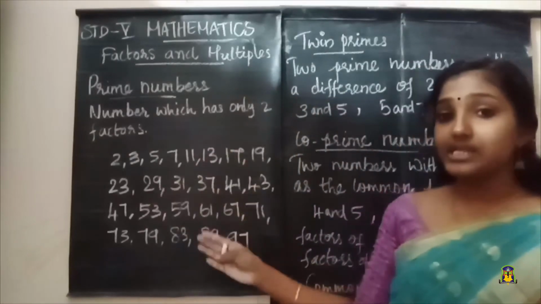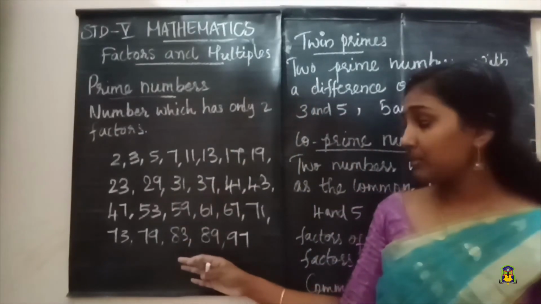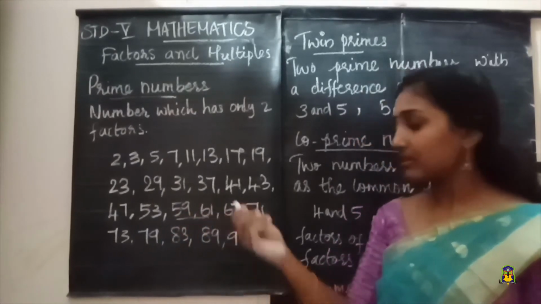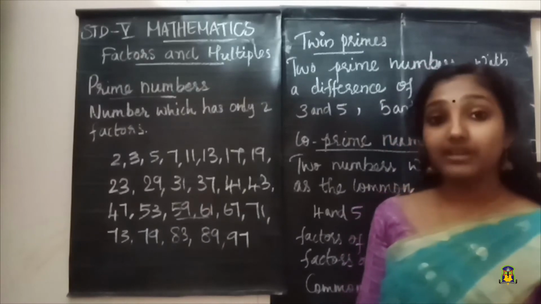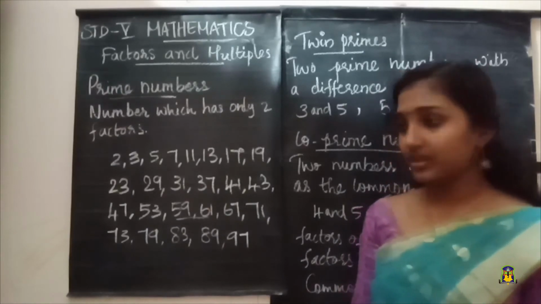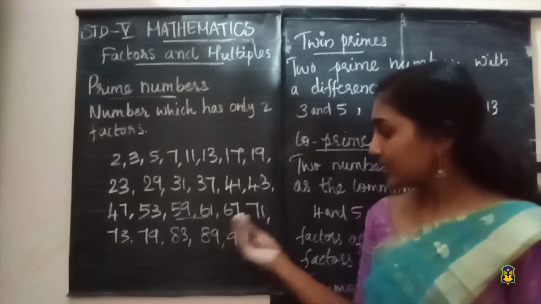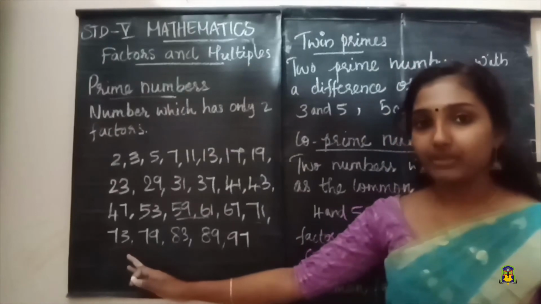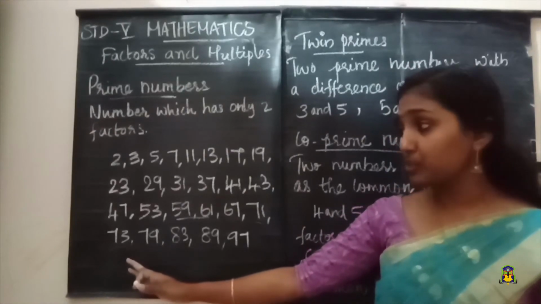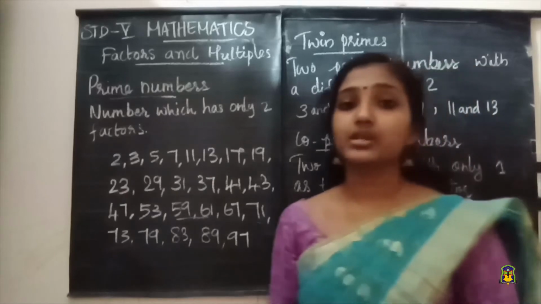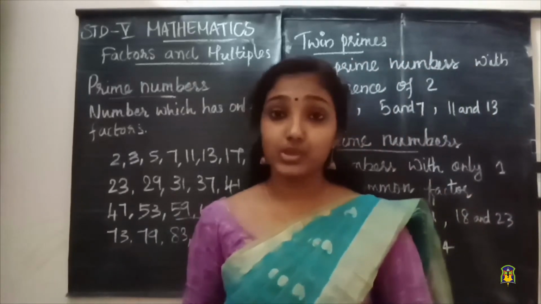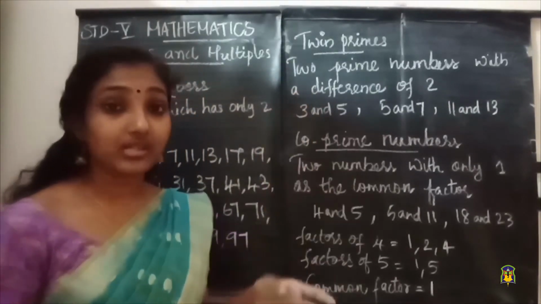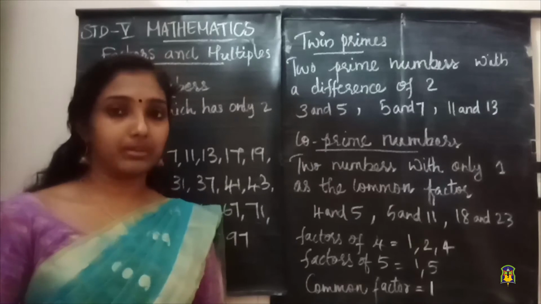And can you list any other twin prime numbers from this list? Look, 59 and 61. 59 and 61 give a difference of 2. Again, 71 and 73. These are prime numbers, and they give a difference of 2. So, the prime numbers which give a difference of 2 are called twin prime numbers.